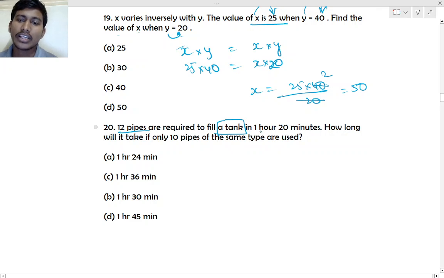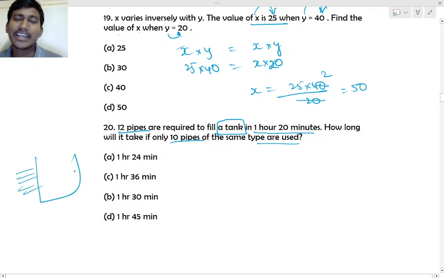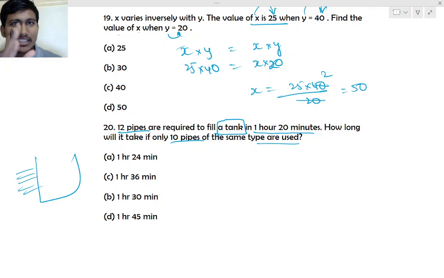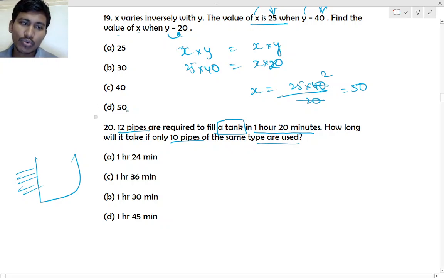In 1 hour 20 minutes, how long will it take if only 10 pipes of the same type are used? Here, fewer pipes means more time, and more pipes means less time. That is inverse proportion, so what do we have to do? Multiply. 12 pipes will take how much time?